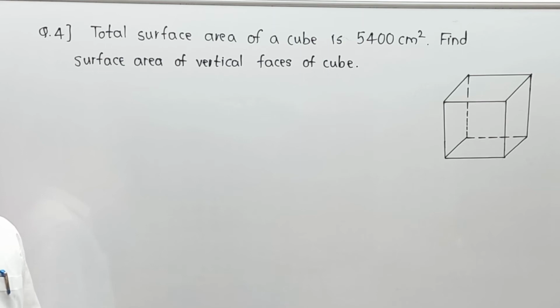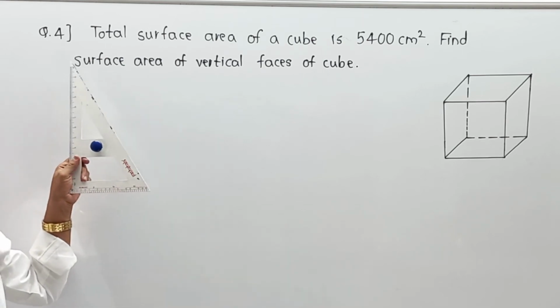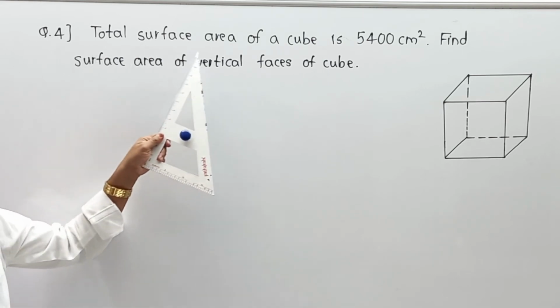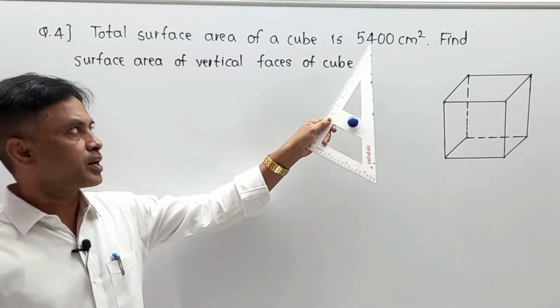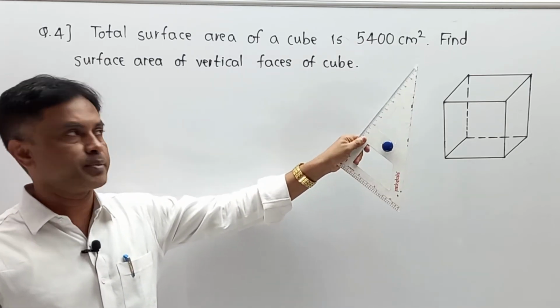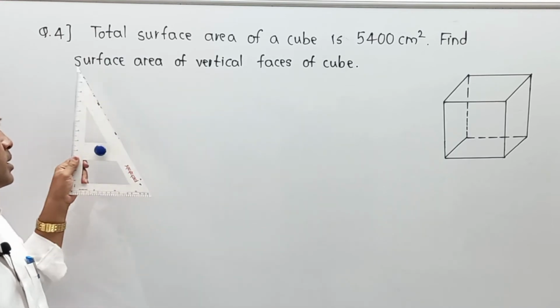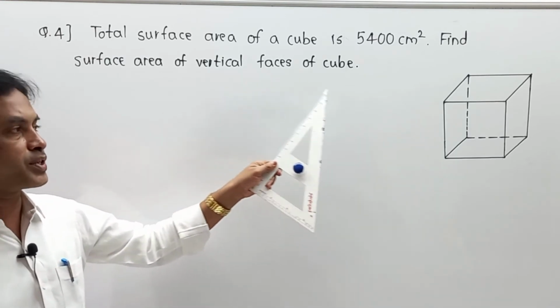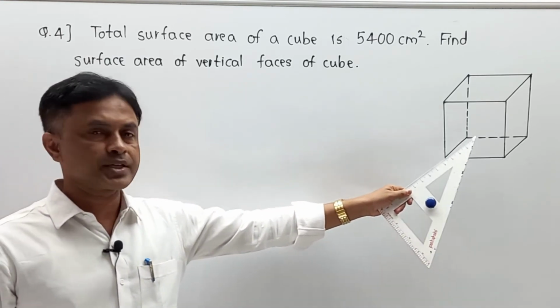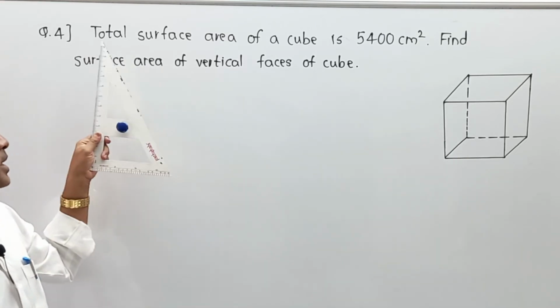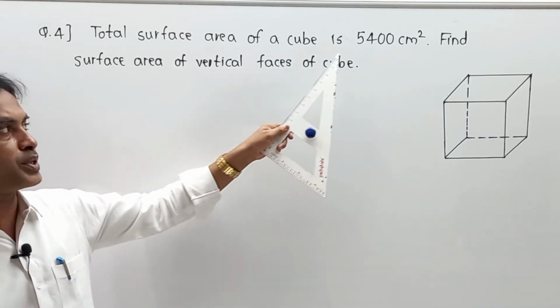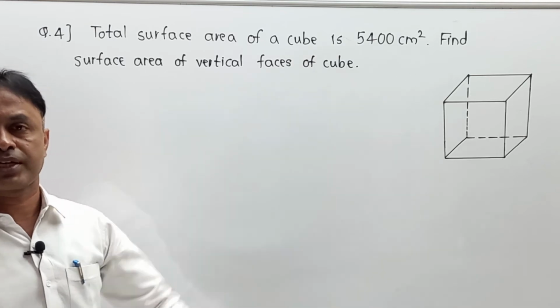Now student, please pay attention. Question number 4, and the part is total surface area of a cube is 5400 square centimeter. Find the surface area of vertical faces of the cube. They have given us a diagram of a cube, and in that case they have given total surface area of a cube is 5400 square centimeter.